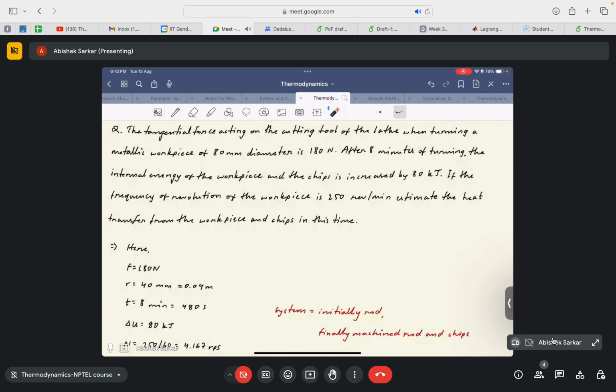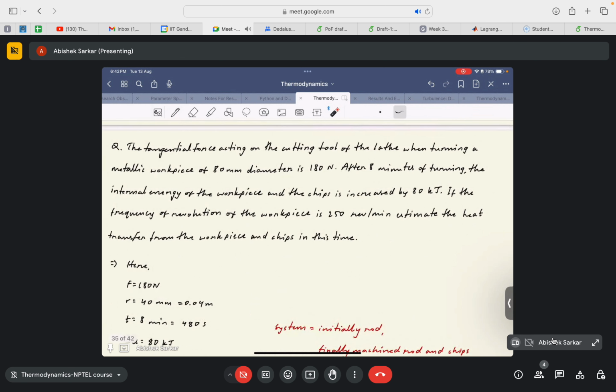Now we'll discuss one of the problems that were discussed by Professor Anand in the lectures itself, so that we can implement the concepts that we have read till now. After this problem, we will go directly to the problem that I have planned for this week's session.